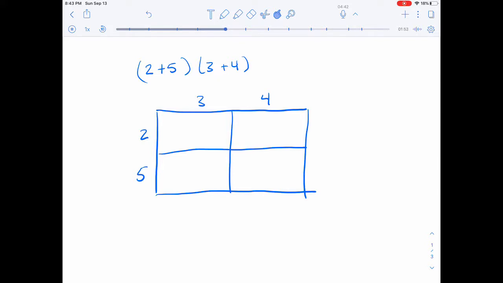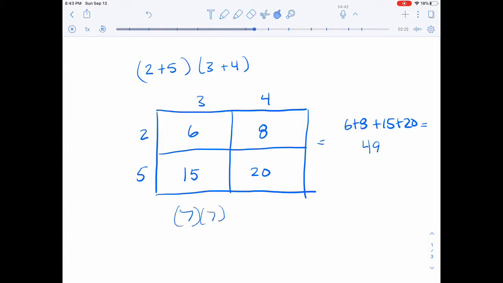So the product of 2 and 3 is 6. The product of 2 and 4 is 8. The product of 5 and 3 is 15. And the product of 4 and 5 is 20, which gives us an equivalent of 6 plus 8 plus 15 plus 20, which is equivalent to 49. And of course, 7 multiplied by 7 is equal to 49.